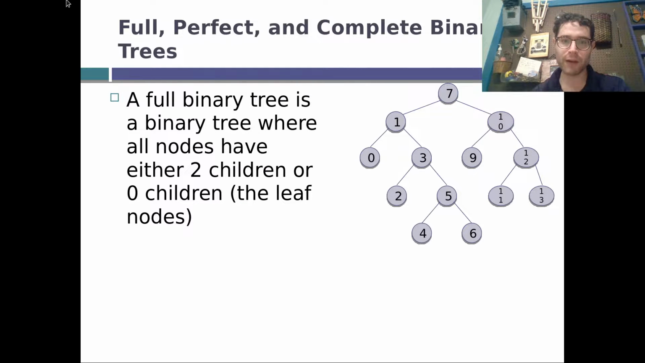So a full binary tree is a binary tree where all the nodes have either two children or zero children. So here in this example, we can see that 3 has the children 2 and 5, 5 has the children 4 and 6, 10 has the children 9 and 12, 11 has no children, 13 has no children. All the nodes here have either two children or no children. If they're a leaf, they have no children. And if they're not a leaf, they're an internal node.